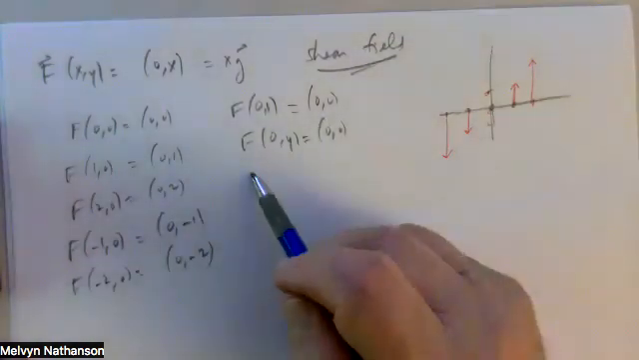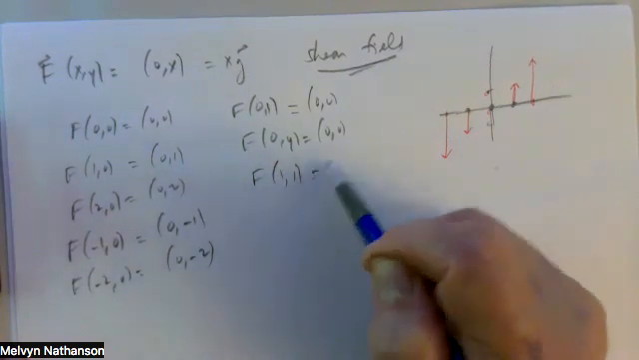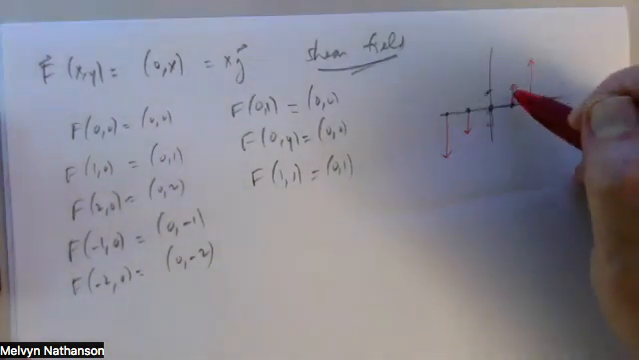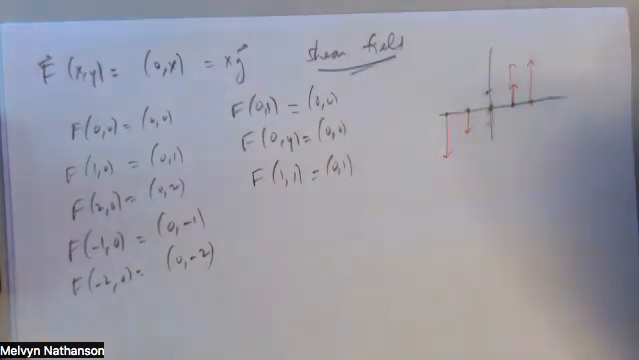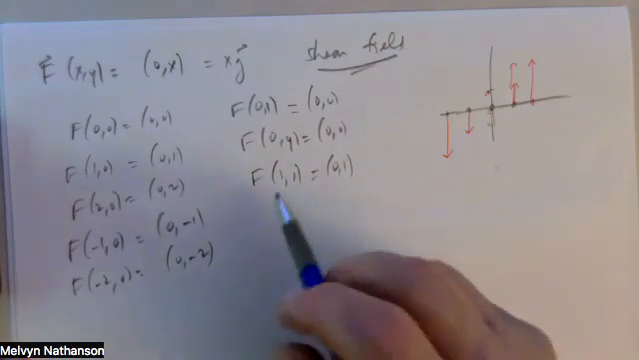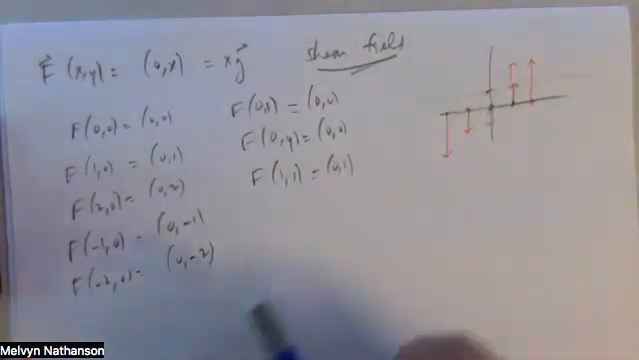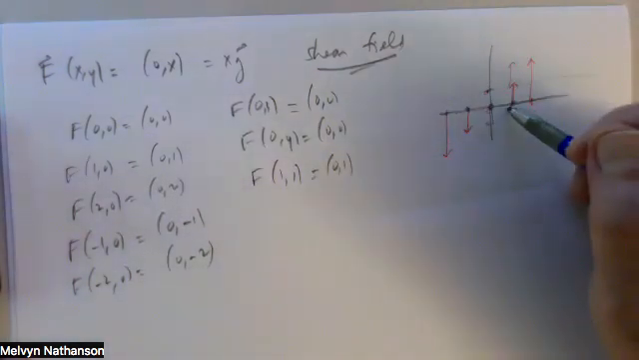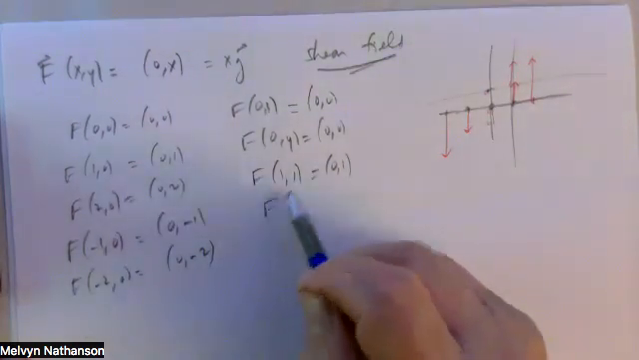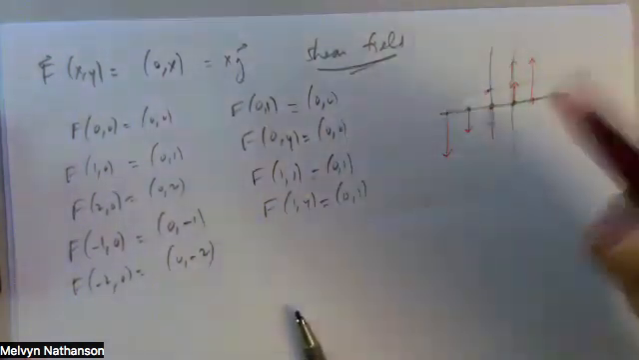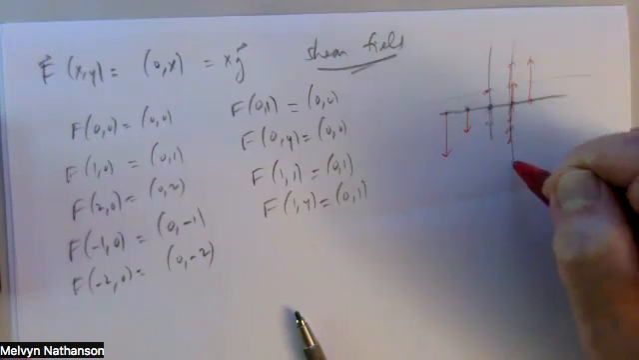What about f of (1, 1)? That's also (0, 1). Here's (1, 1). You get that? In fact, whenever x is equal to 1, on this entire line, f of (1, y) is always (0, 1). So on this line, every vector is going up by 1.